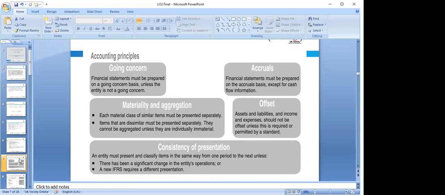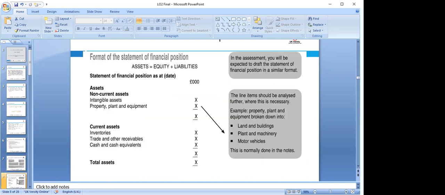Consistent presentation: yes, you follow the consistency rule on costing methods. You don't carry on changing every year between activity based costing, absorption costing, and marginal costing, because otherwise the figures can be under or overstated. So this is the layout under IAS 1.